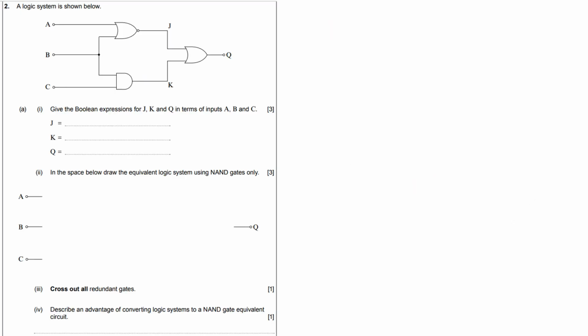Part A, you need to know your logic gates. I'm hoping you know what logic gates they are. You've got a NOR, an AND, and an OR gate. Then can we convert to NANDs? Dead easy. Convert it to NANDs, cross out your redundant gates.